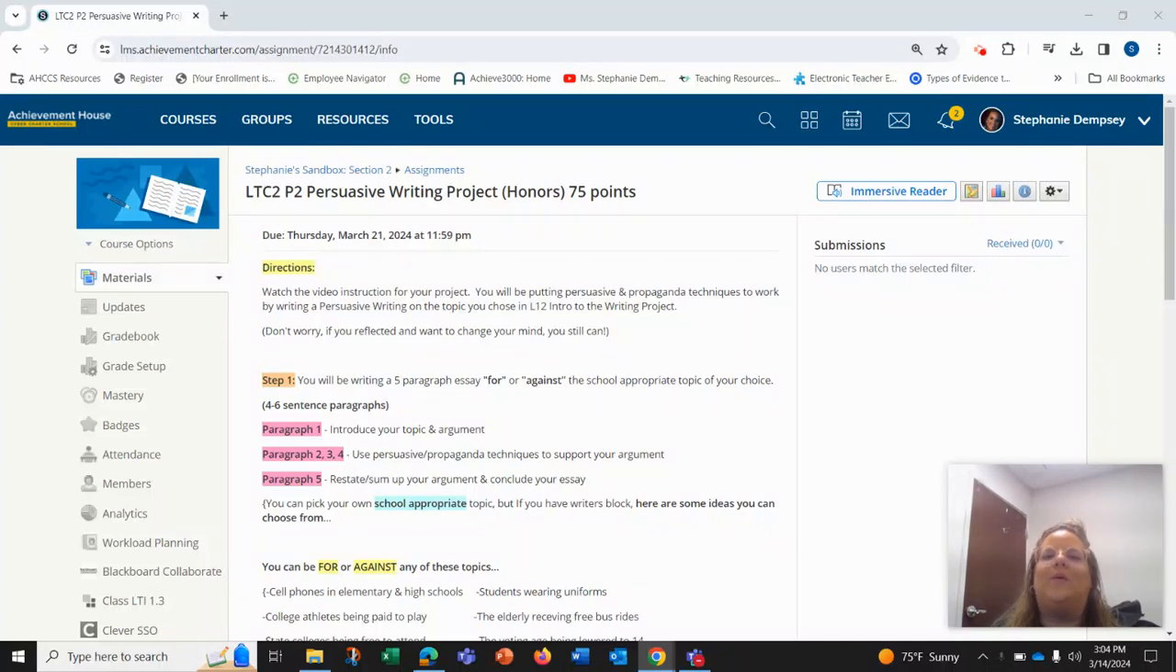Today I want to go over the instructions to your P2 Persuasive Writing Project. This project is the culminating project for our Persuasive unit, and this is worth 75 points. So what we're going to be doing is putting our persuasive and propaganda techniques to work by writing a persuasive writing project on the topic that we chose in our L12 Intro to the Writing Project.